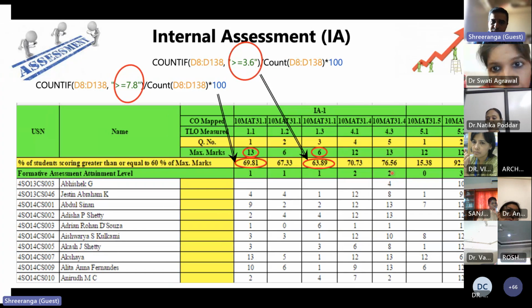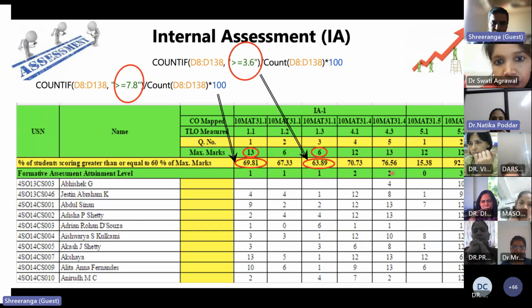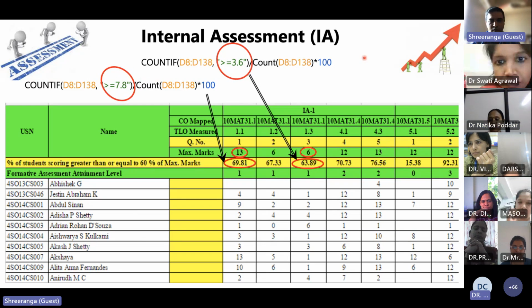Any doubt? Madam, not able to hear you. So far, no questions in the chat. No hands are being raised either. Okay, madam. Yeah, so we can continue. Yeah, it's very clear. Okay. Can go.